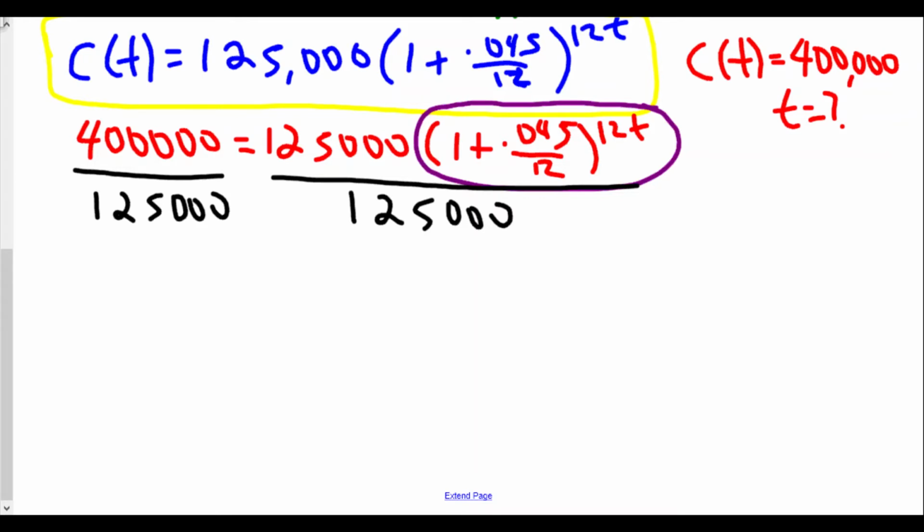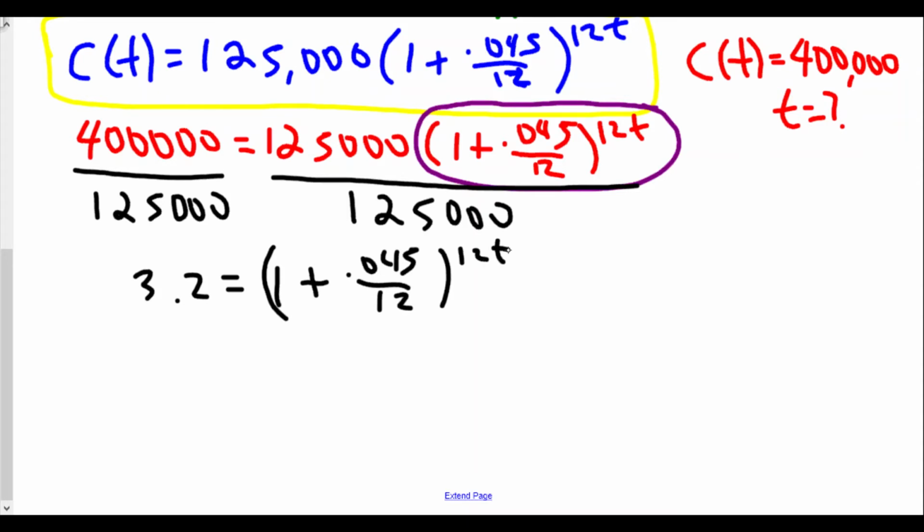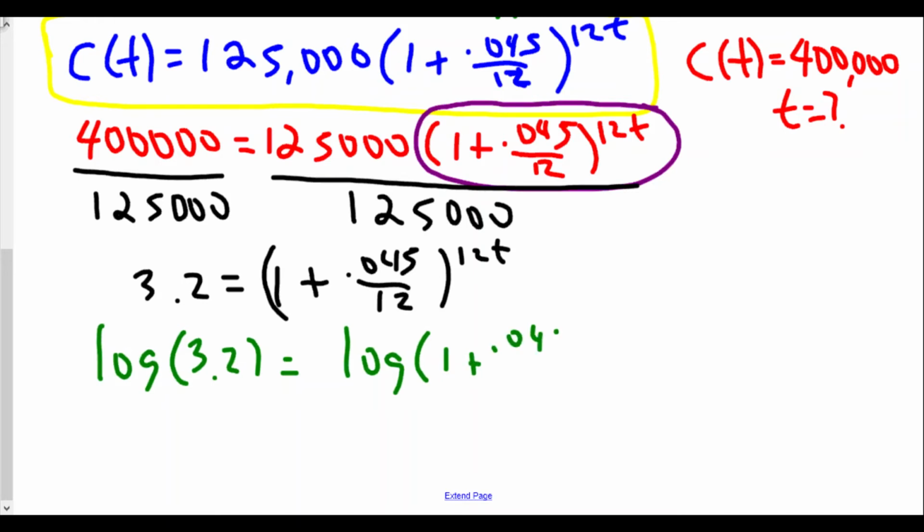So here we get 3.2 is equal to (1 plus 0.045 over 12) to the 12t power. Now, because again our variable is in the exponent, we're going to use what's called logs. I'm going to use a common log in this case. We're going to put both these values into log. Log of 3.2 equals the log of (1 plus 0.045 over 12) to the 12t power.